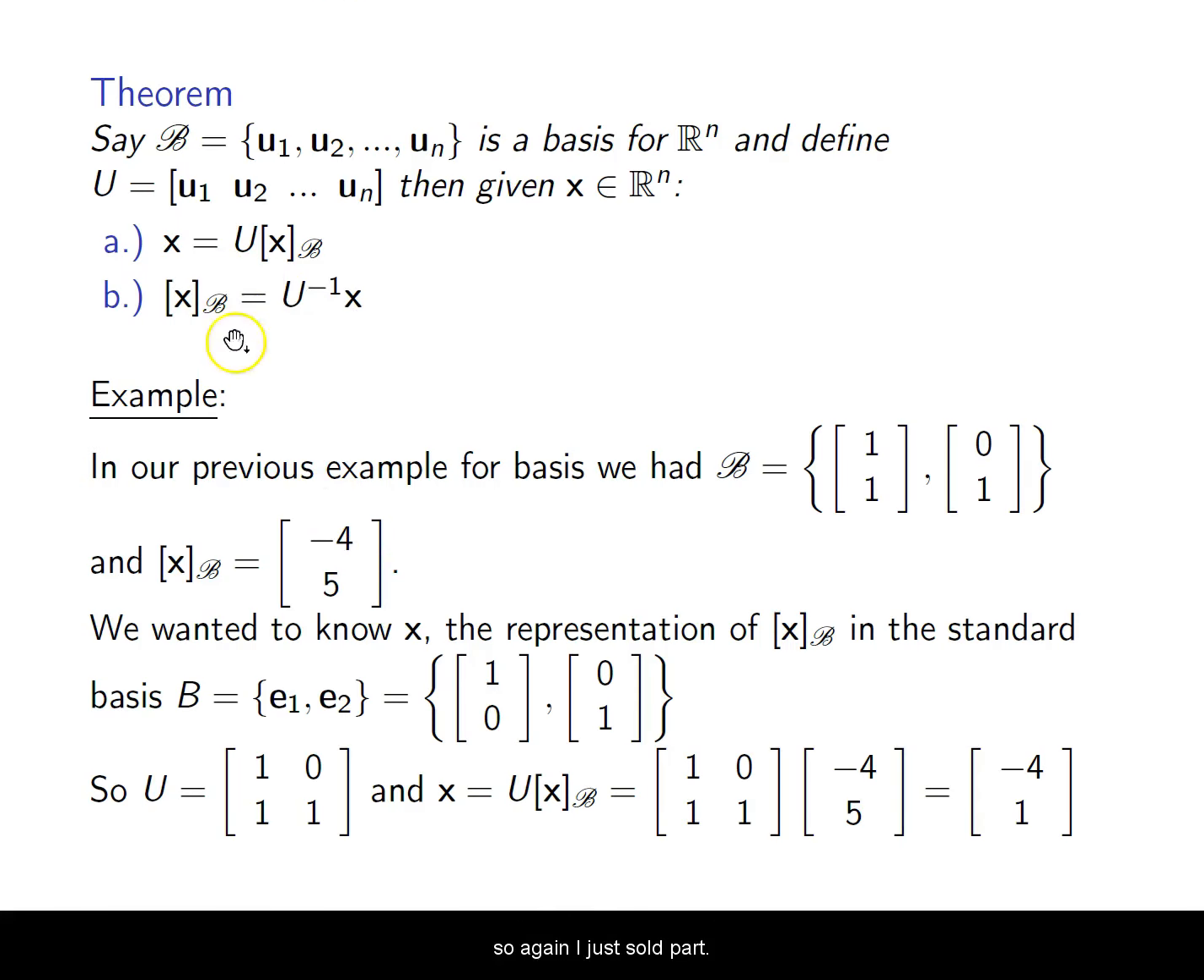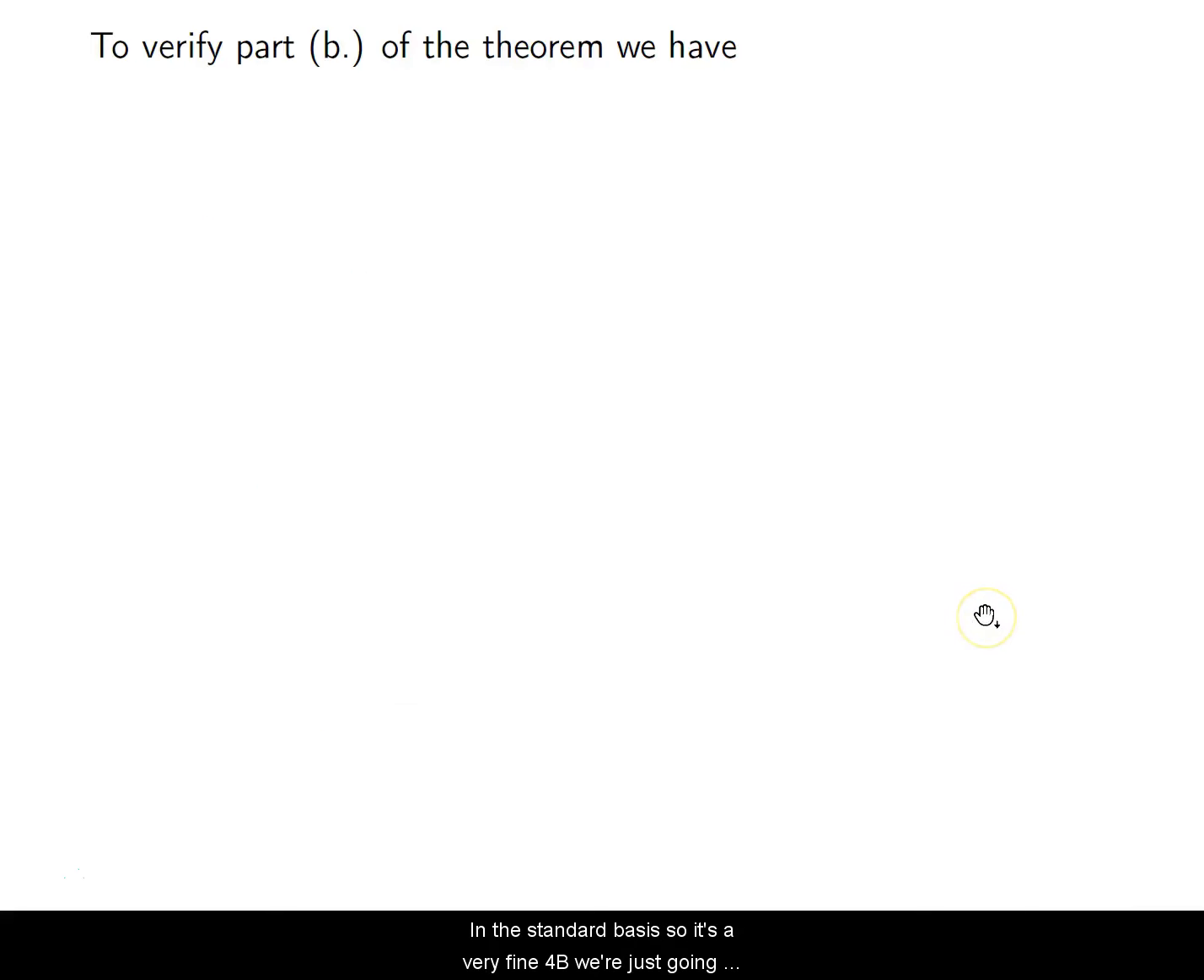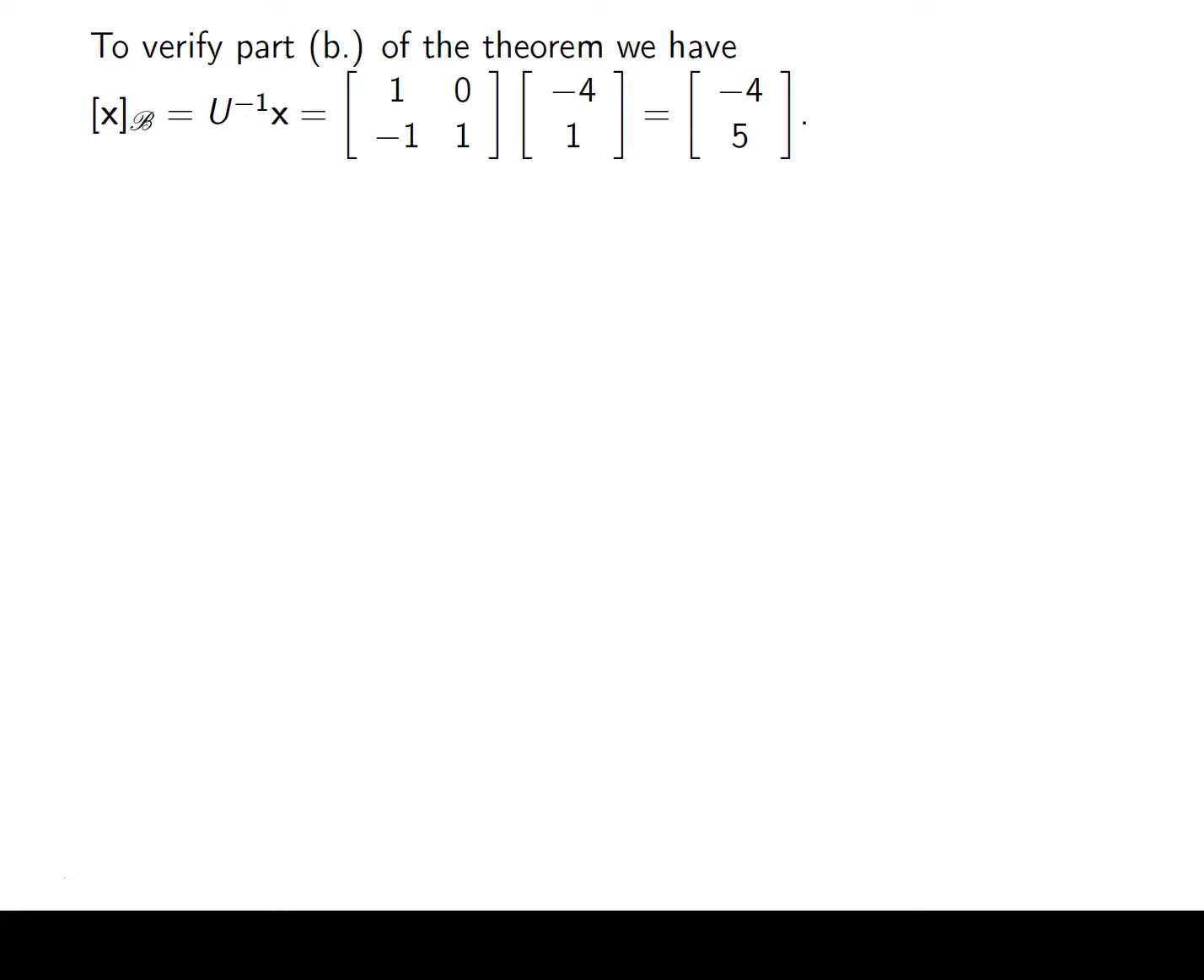Again, I just showed part A. I basically looked at what x looks like in terms of the standard basis, right? So now we already know what x and b look like, but we're going to go backwards. We're going to take this U matrix, find the inverse, and multiply it times my representation in the standard basis, okay? So to verify part B, we're just going backwards from what we just did, checking that it works both ways.